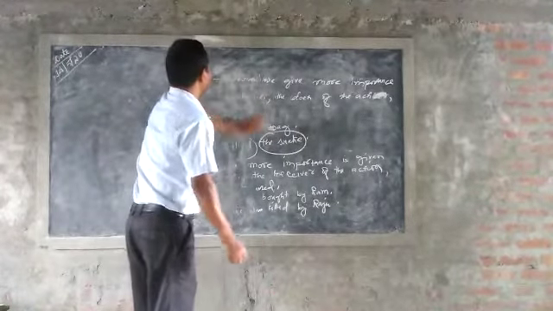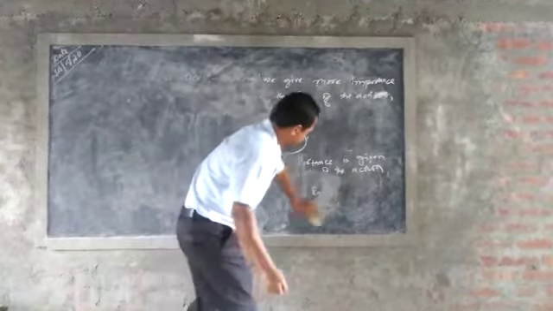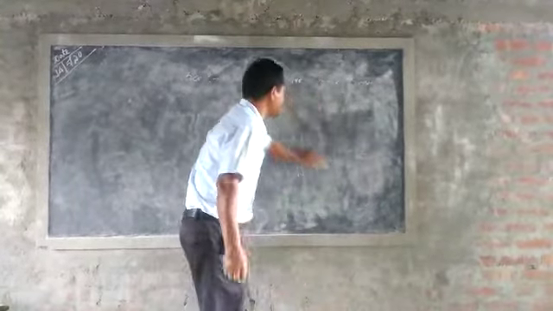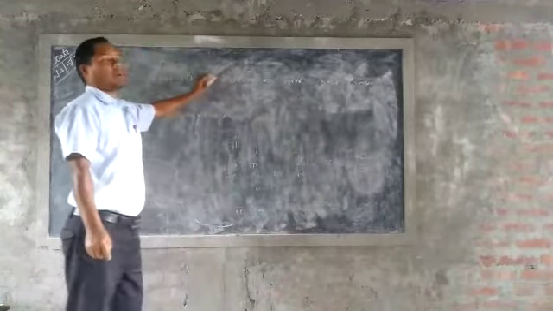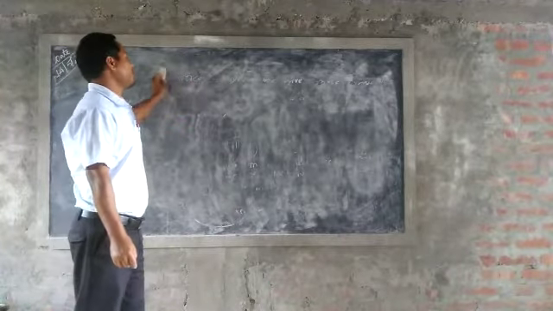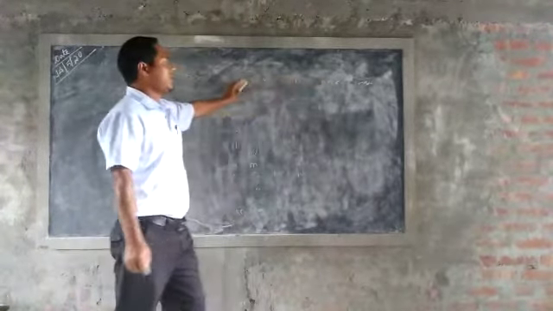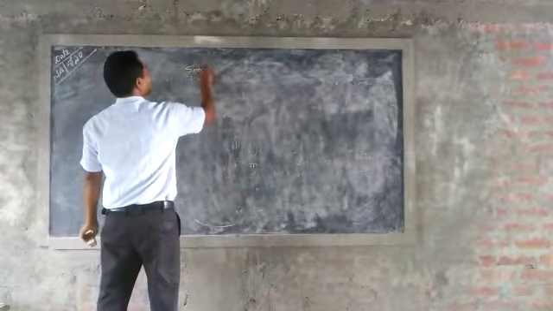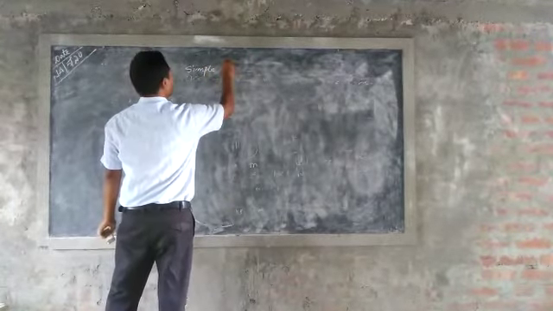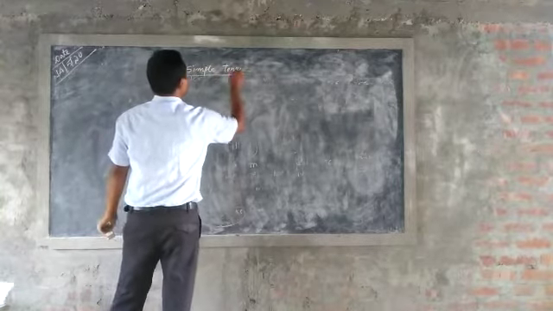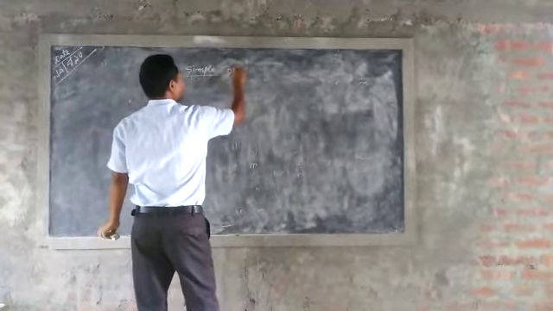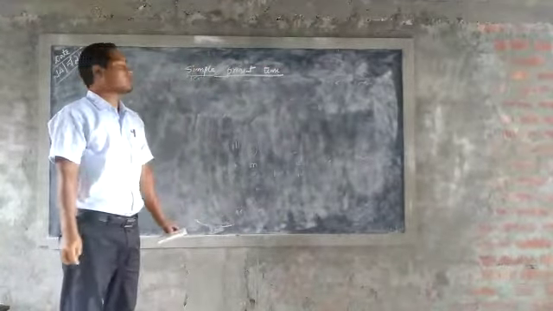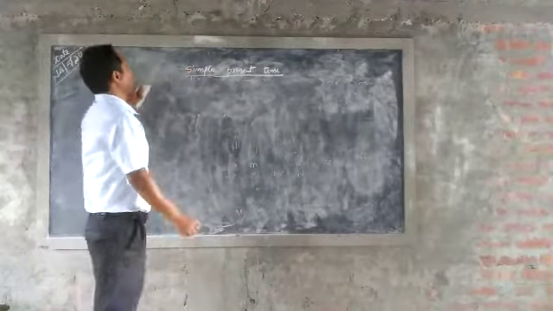Now let us learn the rules to change from active to passive voice. When we learn the rules of changing from active voice to passive voice, it is better to do it tense wise. Let us change the voice tense wise so that we can be clear in every sentence. First tense is simple present tense.